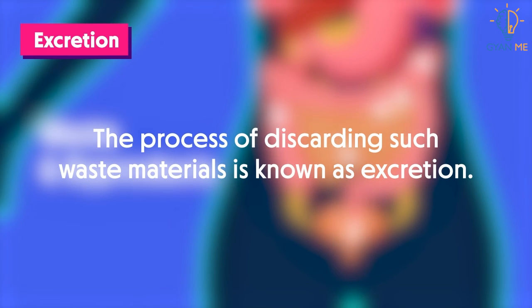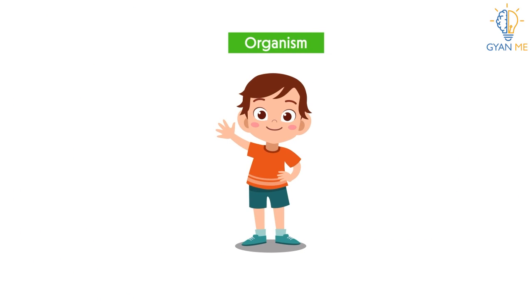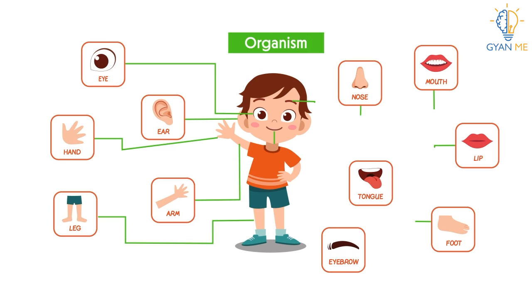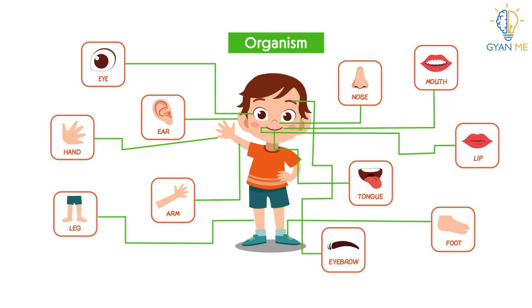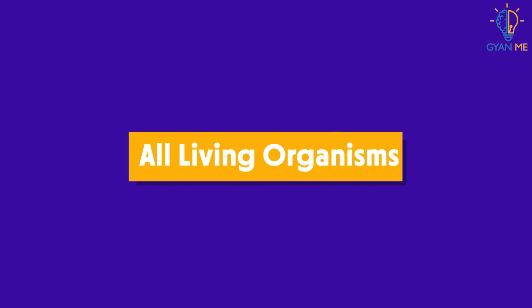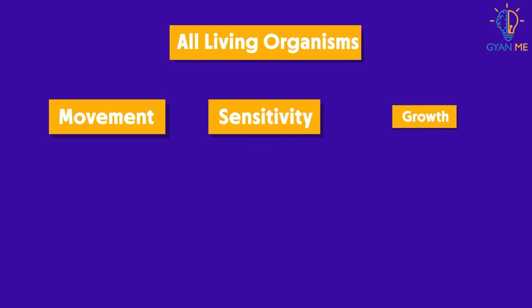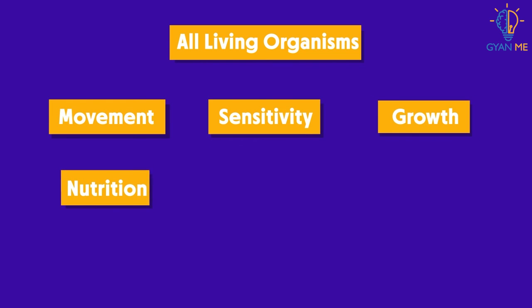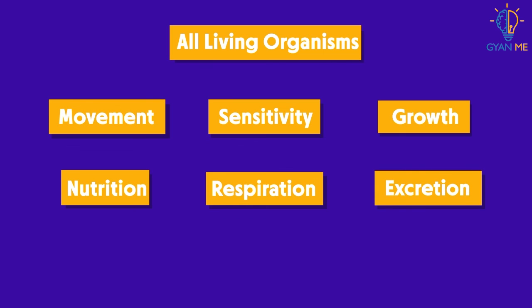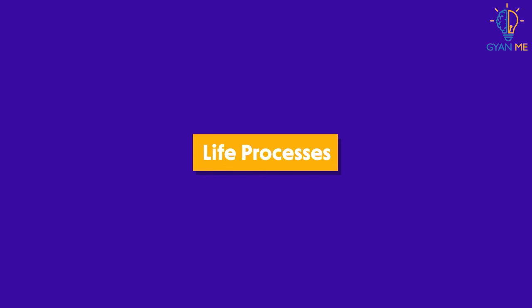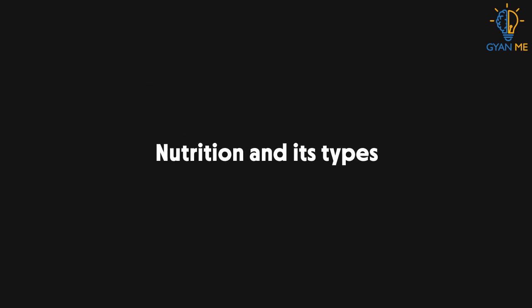So students, let's summarize what we have learned so far. There are various organ systems in an organism. The different organs and organ systems of an organism function in harmony by depending on one another with coordination. We also learned that all living organisms undertake various processes like movement, sensitivity, growth, nutrition, respiration, and excretion to remain alive. These processes are known as life processes. In our next video, we will learn about nutrition and its types.